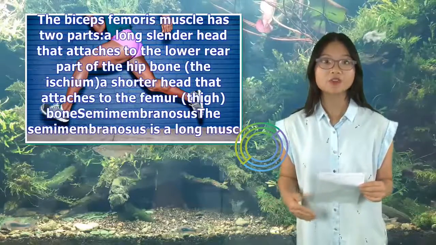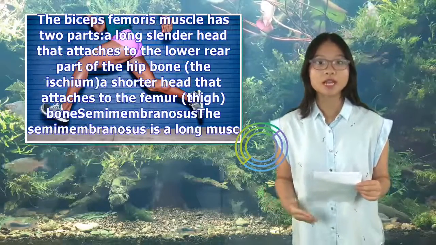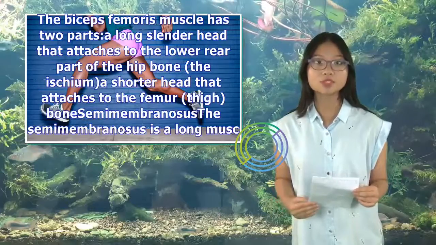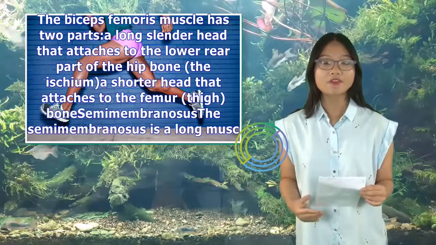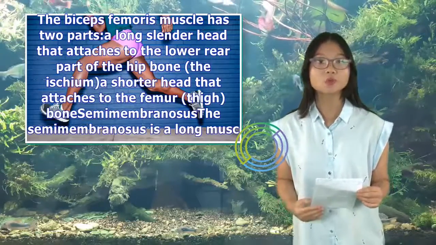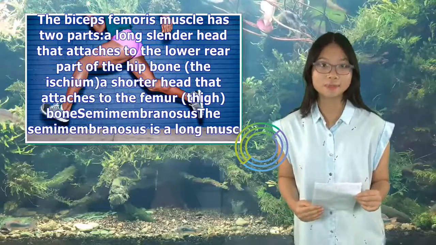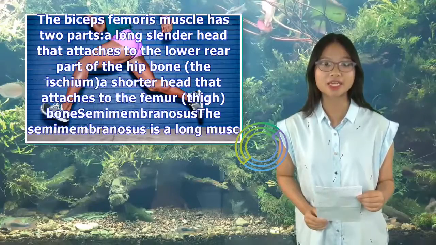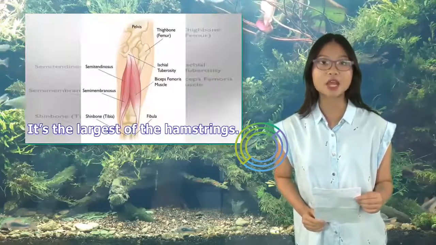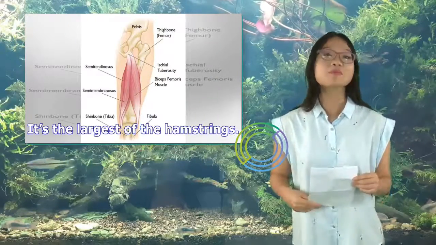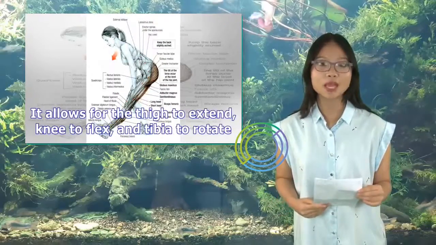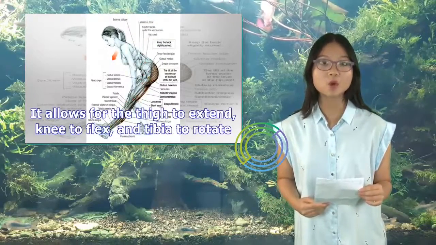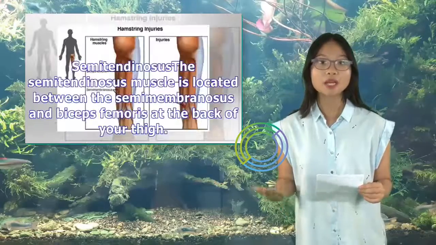The biceps femoris muscle has two parts: a long slender head that attaches to the lower rear part of the hip bone, the ischium, and a shorter head that attaches to the femur, thigh, bone. Semimembranosus. The semimembranosus is a long muscle at the back of the thigh that begins at the pelvis and extends to the back of the tibia, shin, bone. It's the largest of the hamstrings. It allows for the thigh to extend, knee to flex, and tibia to rotate.